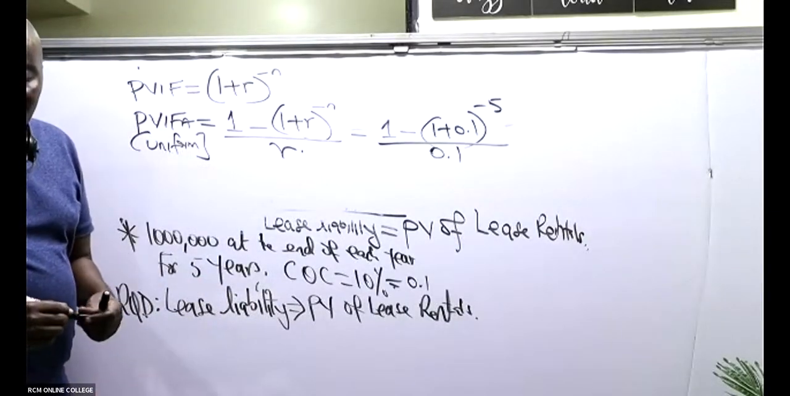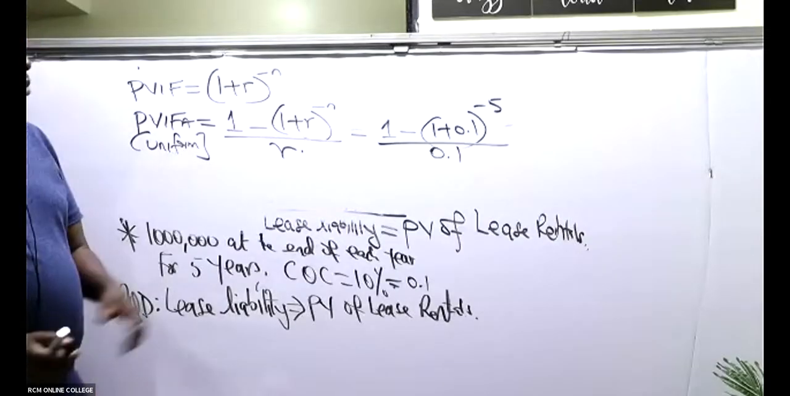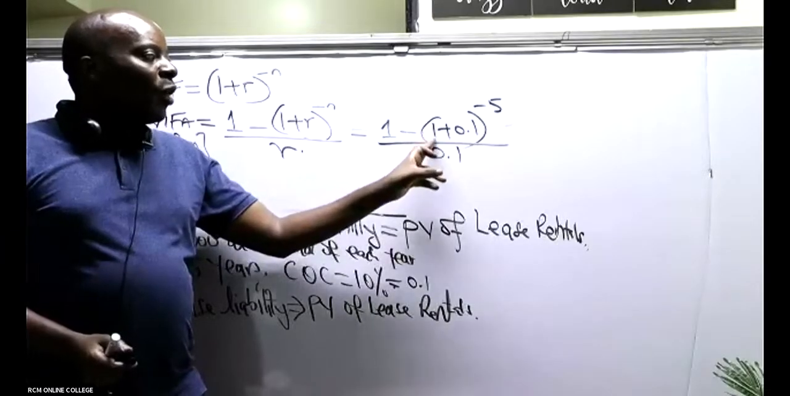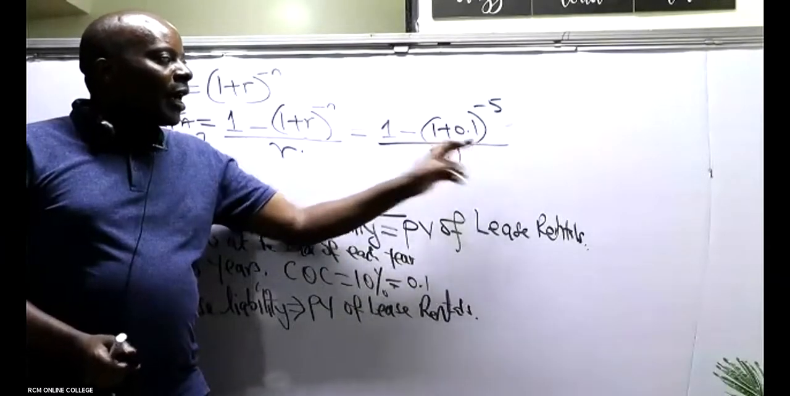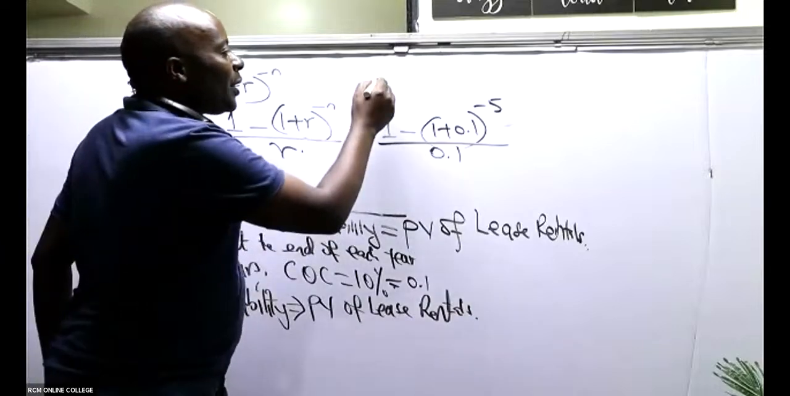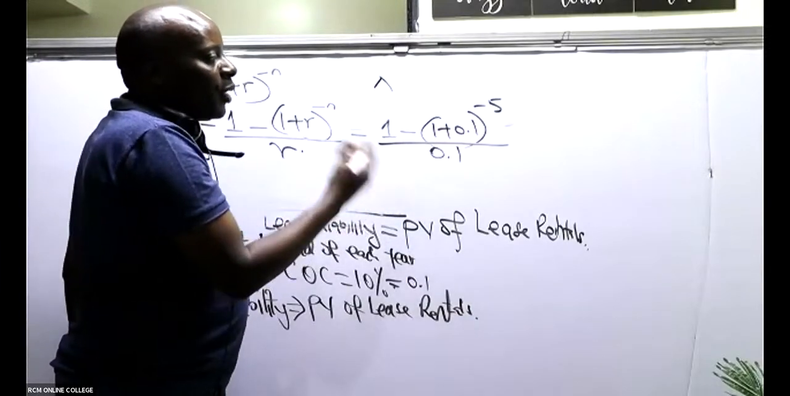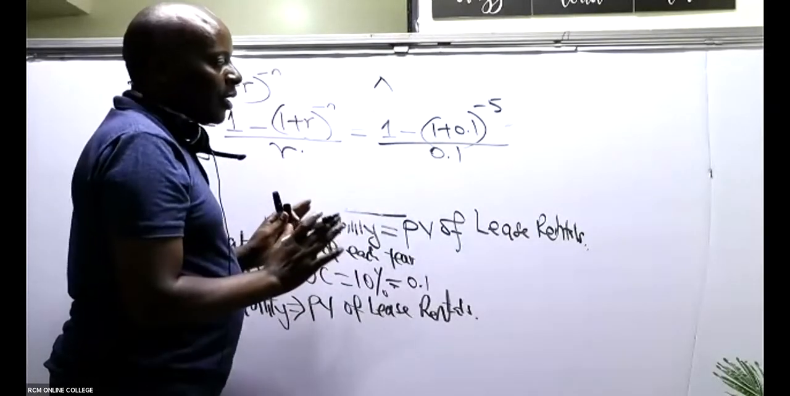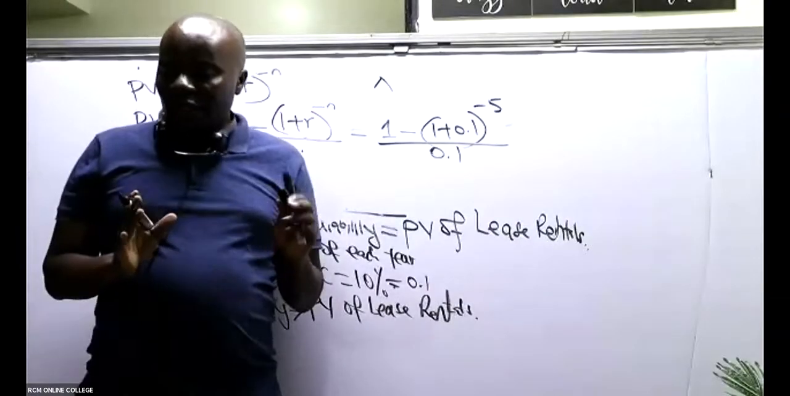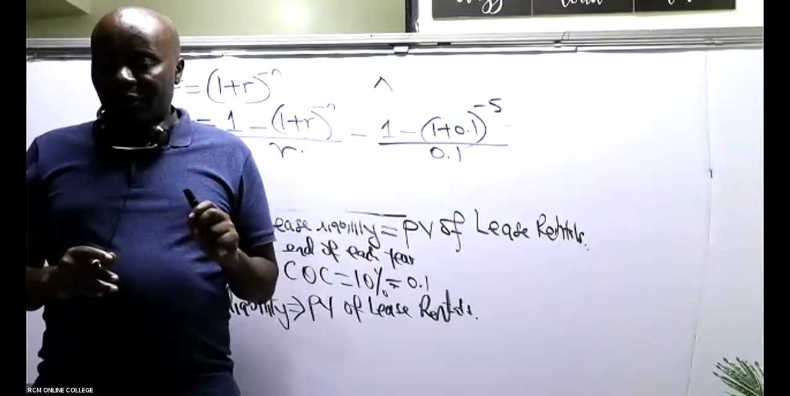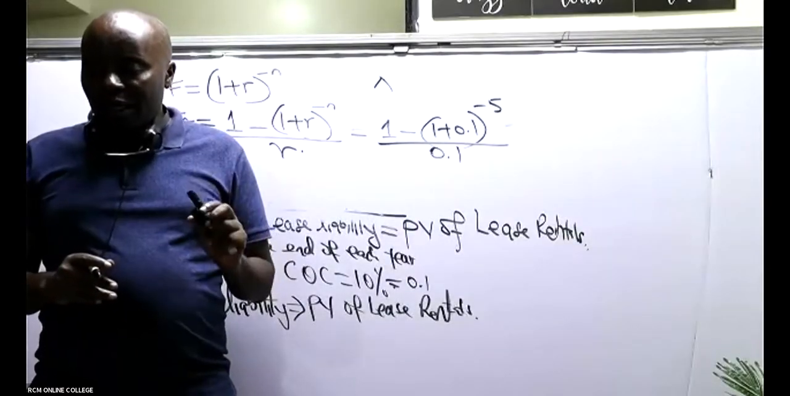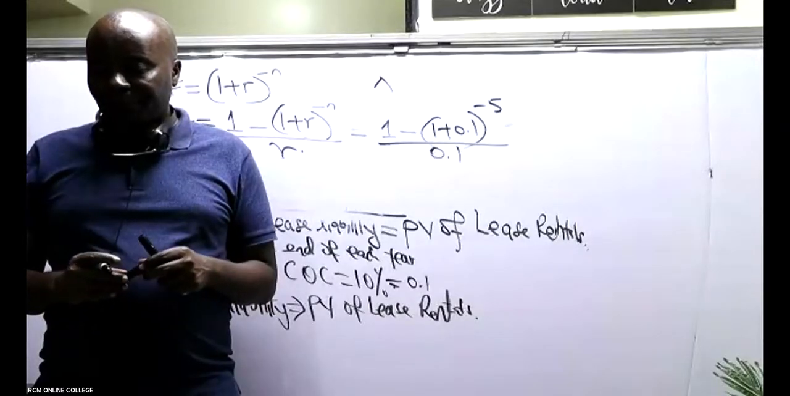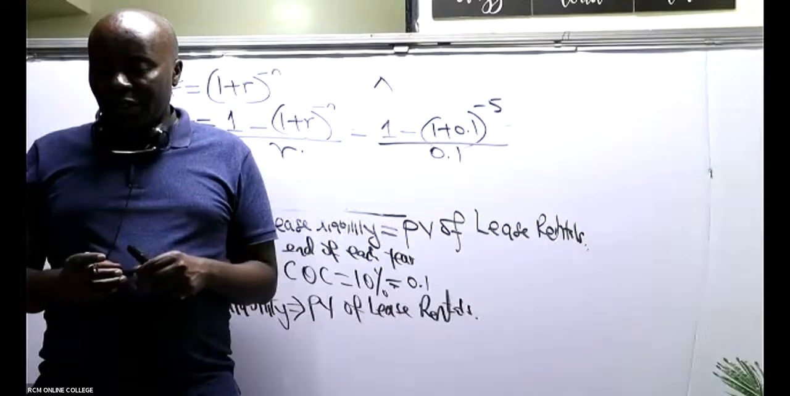Is there somebody, ladies and gentlemen, who is able to pick their calculator and do the following? Say 1 minus, open brackets, 1 plus 0.1, close. Then you say raised, you'll be able to see x raised to y there. So you say raised to negative 5, and then you say equals first. Before anything, you must say equals. And then at the end, you say divided by 0.1. So we have Mombi, who is able to give me 3.7908.